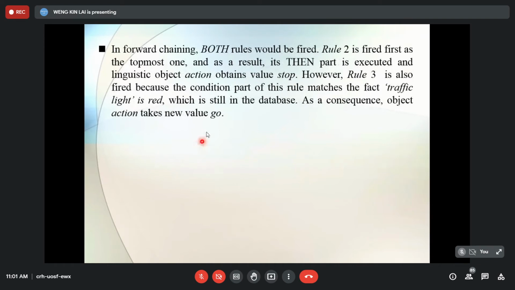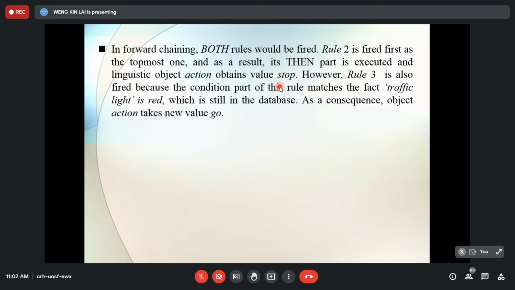Now in forward chaining, unfortunately, both rules would be fired. Rule 2 is fired first, because remember we said before, you process it vertically. That means rule 2 is fired first because it's the topmost one, and as a result its then part is executed, and the linguistic object action gets the value stop. Imagine if you program this into an autonomous car, based on your sensor, which is your camera, to look at the traffic light.